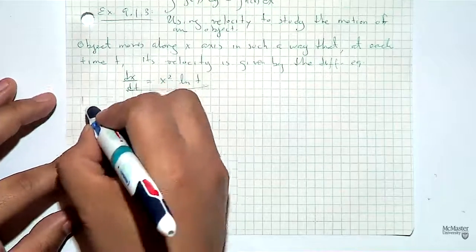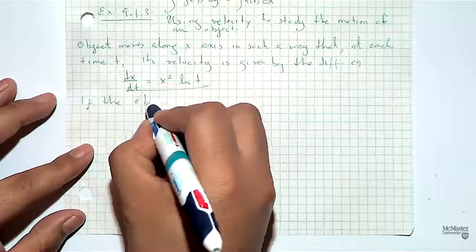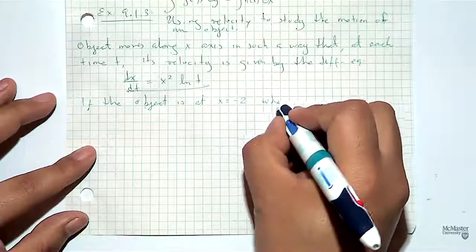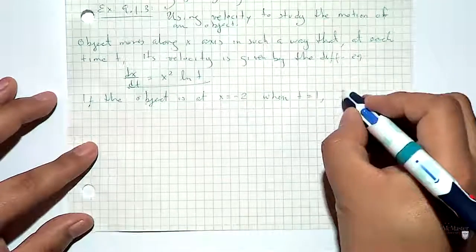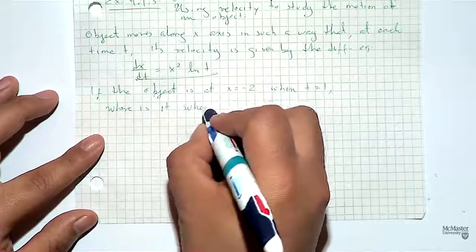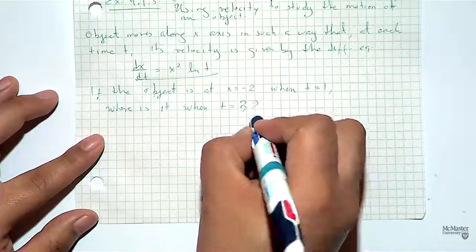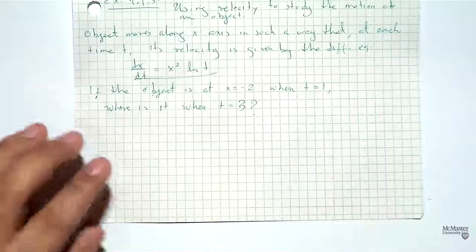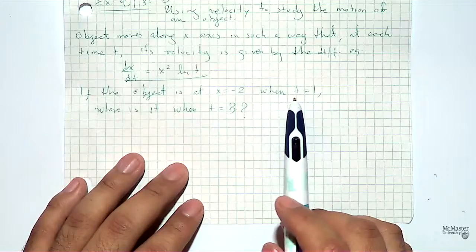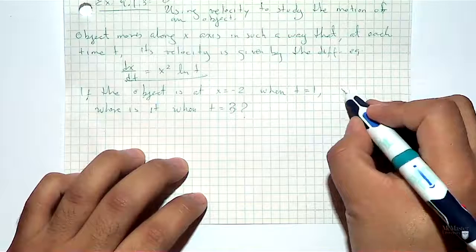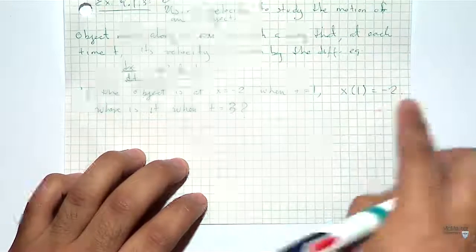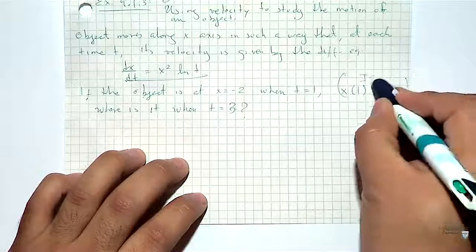And if the object is at x equal to minus 2 when t equal to 1, where is it when t is equal to 3? So, having said that, before we solve the problem, notice what kind of condition we have. This is basically an initial condition, because what it's telling you is that the position at time 1 is equal to minus 2. This is where you start from.